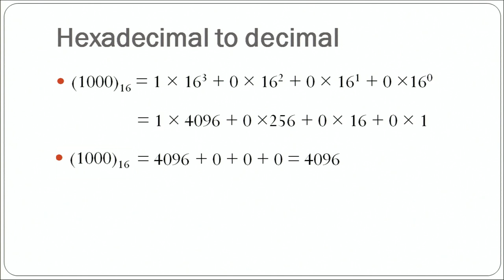Then we will multiply the next digit, which is 0, with 16 raised to the power 2. Then the third digit, which is 0 again, we will multiply by 16 raised to the power 1, and then we will multiply the last digit, which is 0 again, with 16 raised to the power 0, and we will add all these. So first comes 1 into 4096, as 16 raised to the power 3 is 4096. Then we add 0 into 256, which is 16 raised to the power 2. Then we add 0 into 16, and then 0 into 1. So it comes out to be 4096 plus 0 plus 0 plus 0. So the output is 4096.